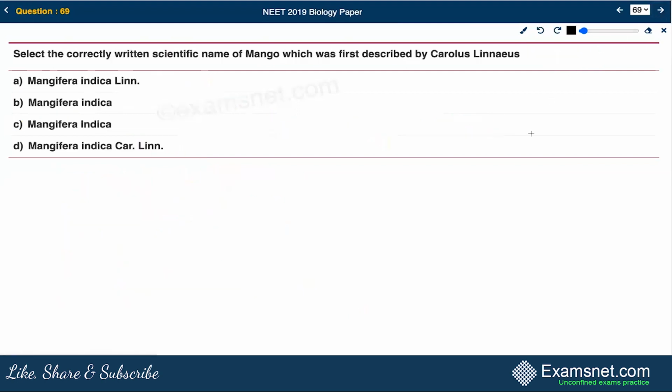Now, next is question number 69. So question number 69 says that you have to select the correctly written scientific name of mango, which was first described by Carolus Linnaeus. Now, let me tell you that according to the rules of the binomial nomenclature that has been proposed by Carolus Linnaeus.